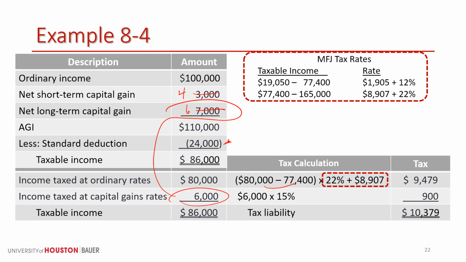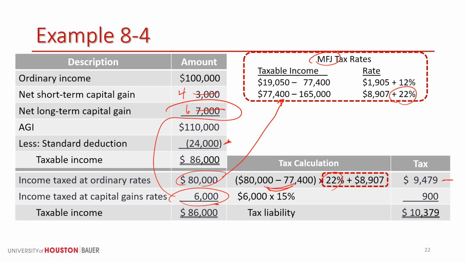We calculate the tax on the ordinary. We have a married couple, so we look to the rates for married filing joint. We take that 80,000 and we find where does it fall, and it's in now the 22% bracket. So we calculate the tax on the income. 22% is the marginal rate on the $2,600 of income, and their total ordinary tax then is $9,479.